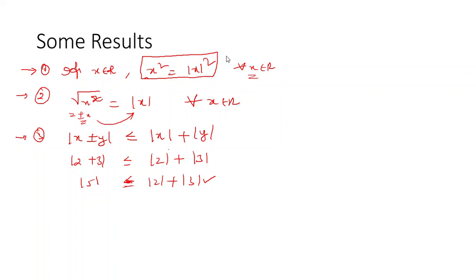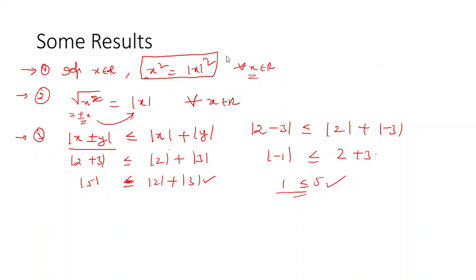Now let's take mod 2 minus 3, which is mod of minus 1, which is 1. Mod 2 plus mod of minus 3 is 2 plus 3, which is 5. So 1 is less than or equal to 5. True. That's why mod x plus or minus y will always be less than or equal to mod x plus mod y.